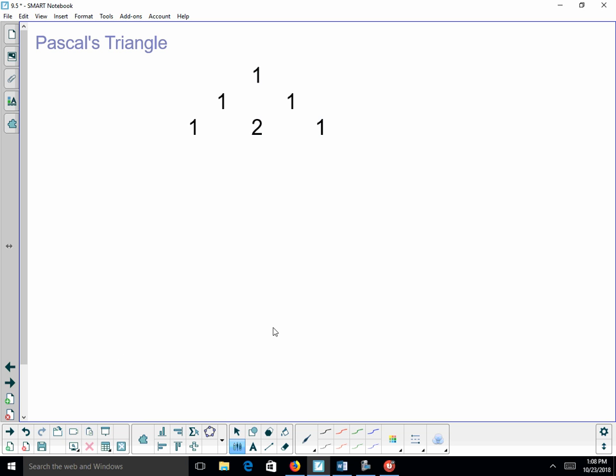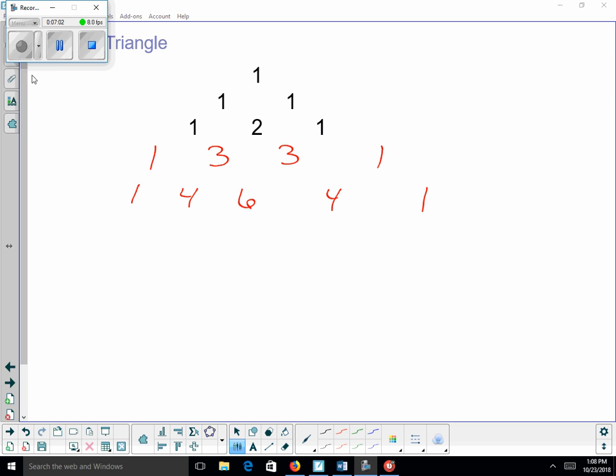Pascal's triangle is a way of coming up with those combinations without actually doing the combination, just continuing a pattern. So I'm going to write 2 rows of Pascal's triangle, and then I'm going to pause the video. See if you can come up with the next 2.